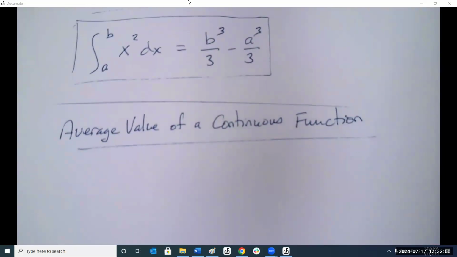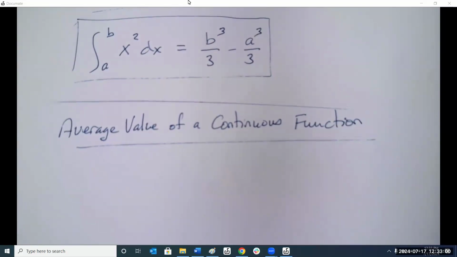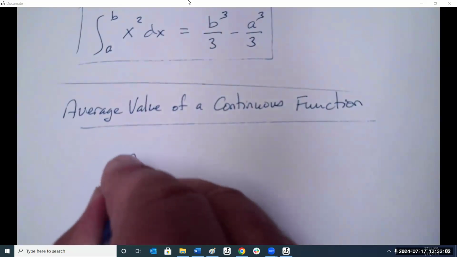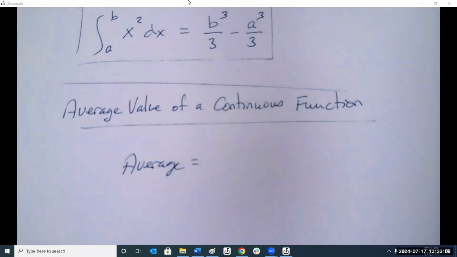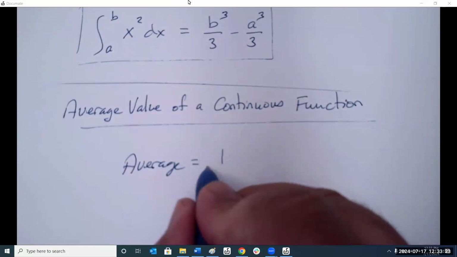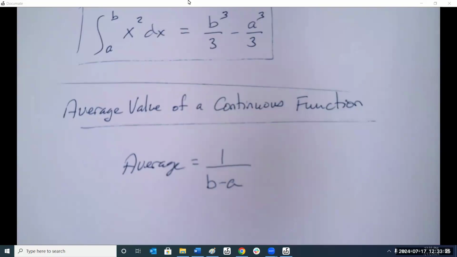Now, the average value of a continuous function. Now we're going to look at it with respect to integration. So the average: what defines an average? What's the procedure? Add them up and divide by how many you have. Since the denominator is going to be a fixed number, a constant, it's going to be the difference of our bounds. That'll tell us how wide it's going to be.